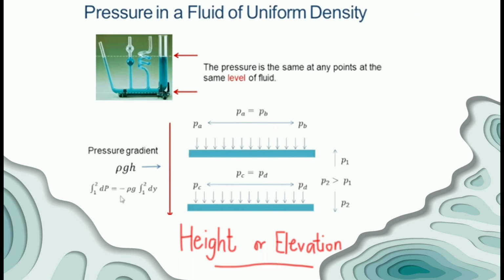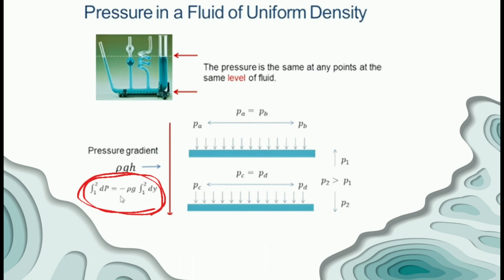This can be expressed as an equation. dp is equal to negative rho times g times dy. The dp is our pressure, and the dy is our height or elevation. The negative rho g is our density times gravity, which is constant.